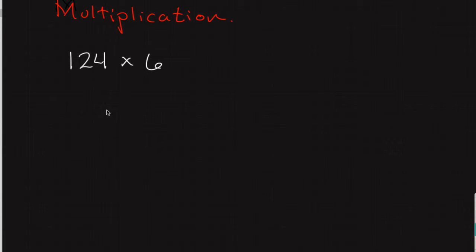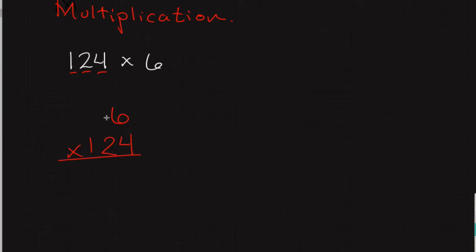And I noticed that a lot of us are rewriting this problem as 6 times 124. And that's a big mistake, and let me show you why. The number with the most digits, the 124, has 3 digits. That number should go on the top.